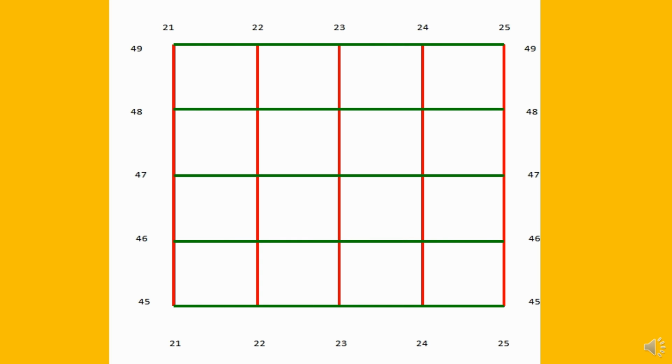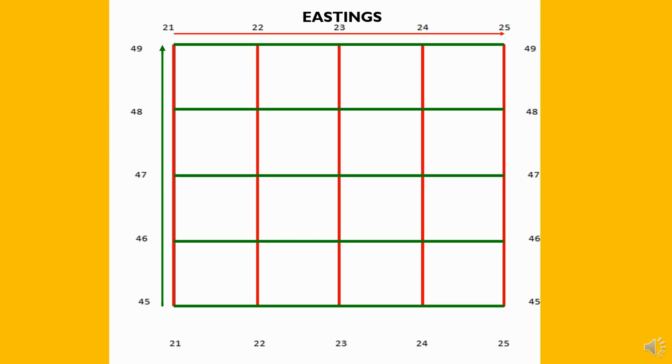The vertical lines, shown in red, numbered 21, 22, 23, 24, 25, are numbered counting in an eastwards direction from west to east and are therefore referred to as eastings, while the green horizontal lines numbered 45, 46, 47, 48, 49 are counted in a northwards direction from south to north, and for this reason these lines are aptly called northings.